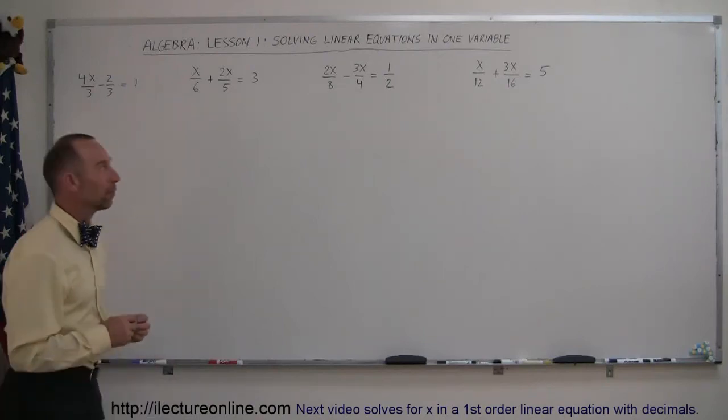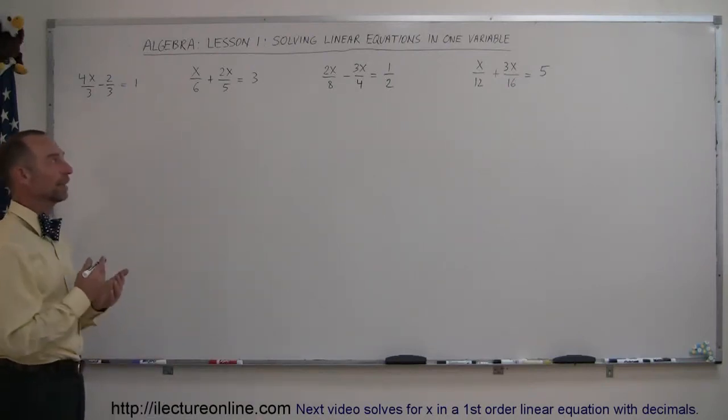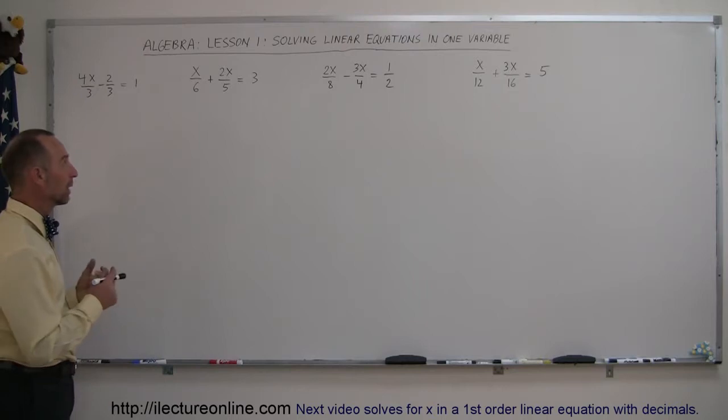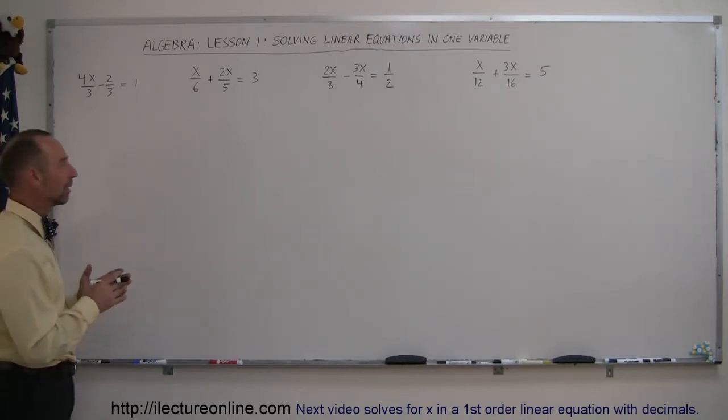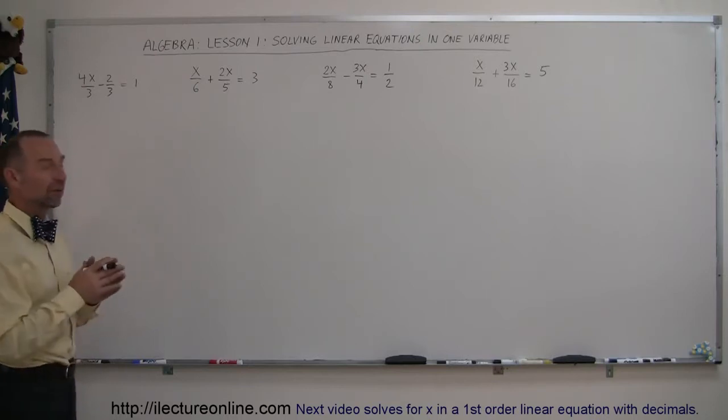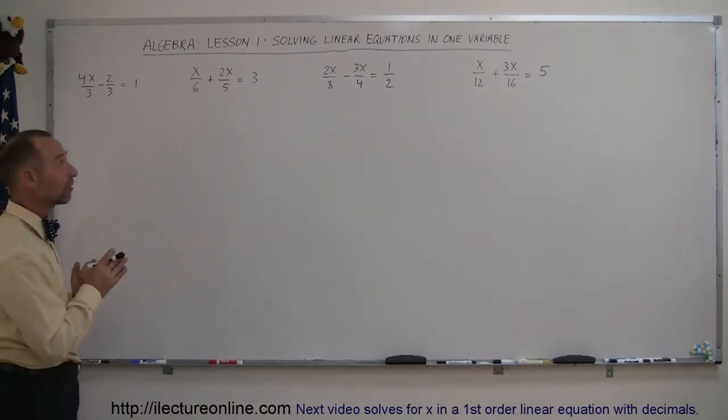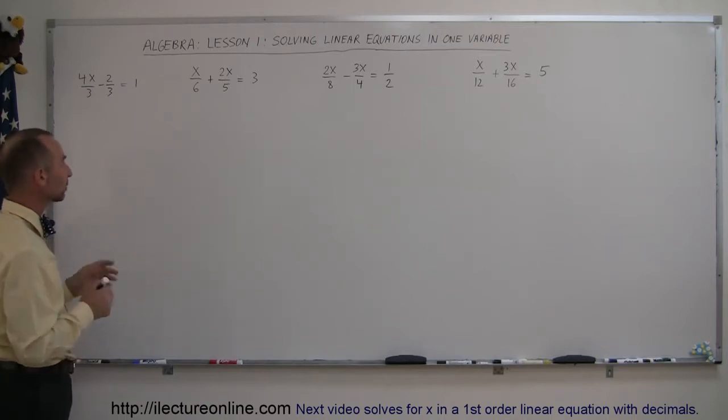Here's another set of examples for our lesson 1, solving linear equations in one variable. Here we have fractions in our equation, so we have to get rid of the fractions first. And I put 4 different kinds of fractions on there. You'll see in just a moment why there are 4 different kinds of fractions, and so you can see how you need to manipulate these.